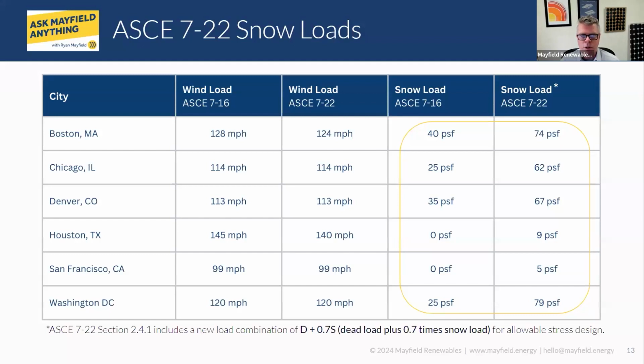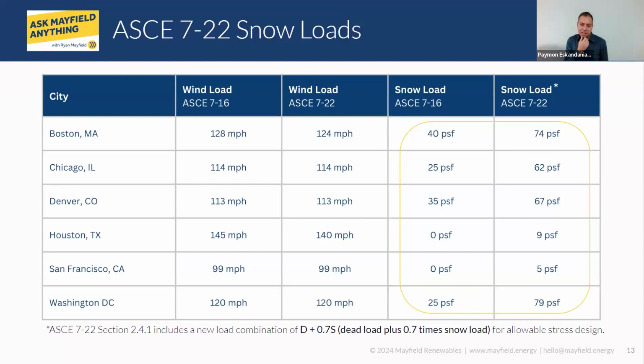Looking at Boston, for example, at the very top there goes from a snow load of 40 PSF to 74 PSF. I guess, what does that mean in reality? Are we, in Boston, all of a sudden a nearly 2x factor of snow load over the last 6 years? Or I guess, how does that actually get applied when you're doing this analysis?